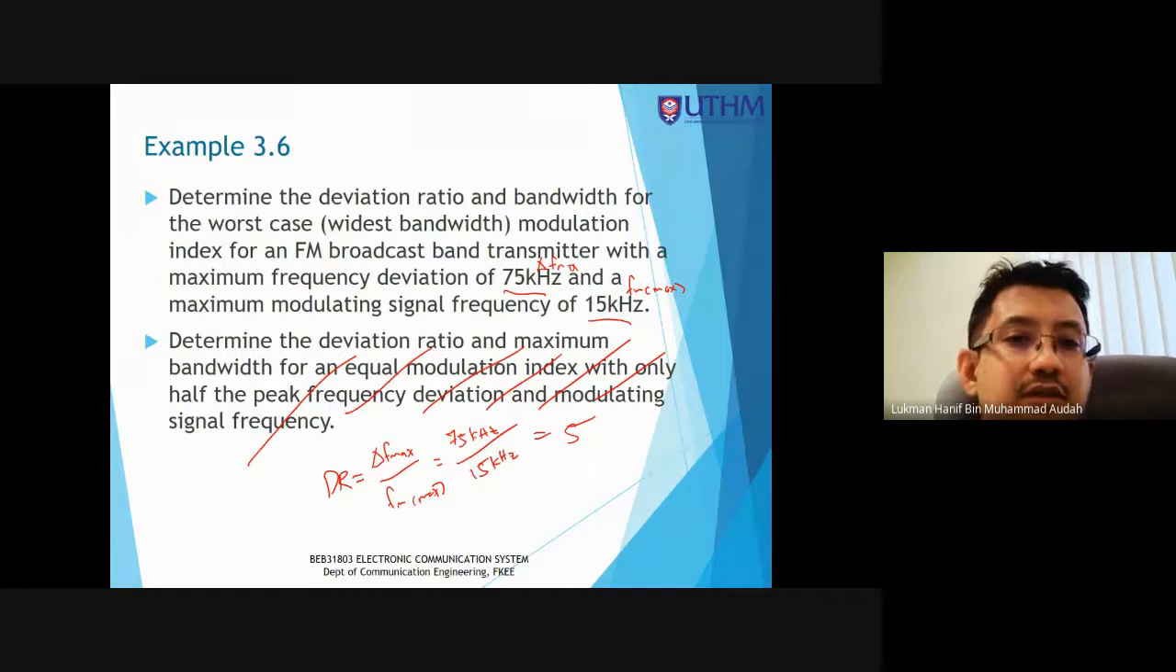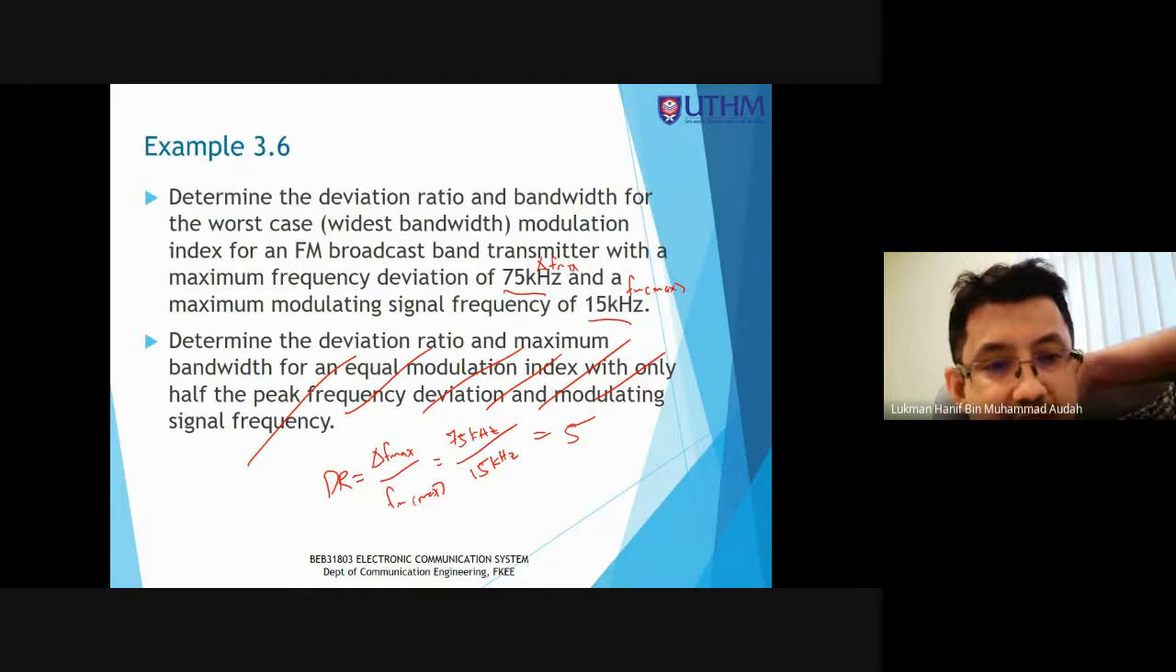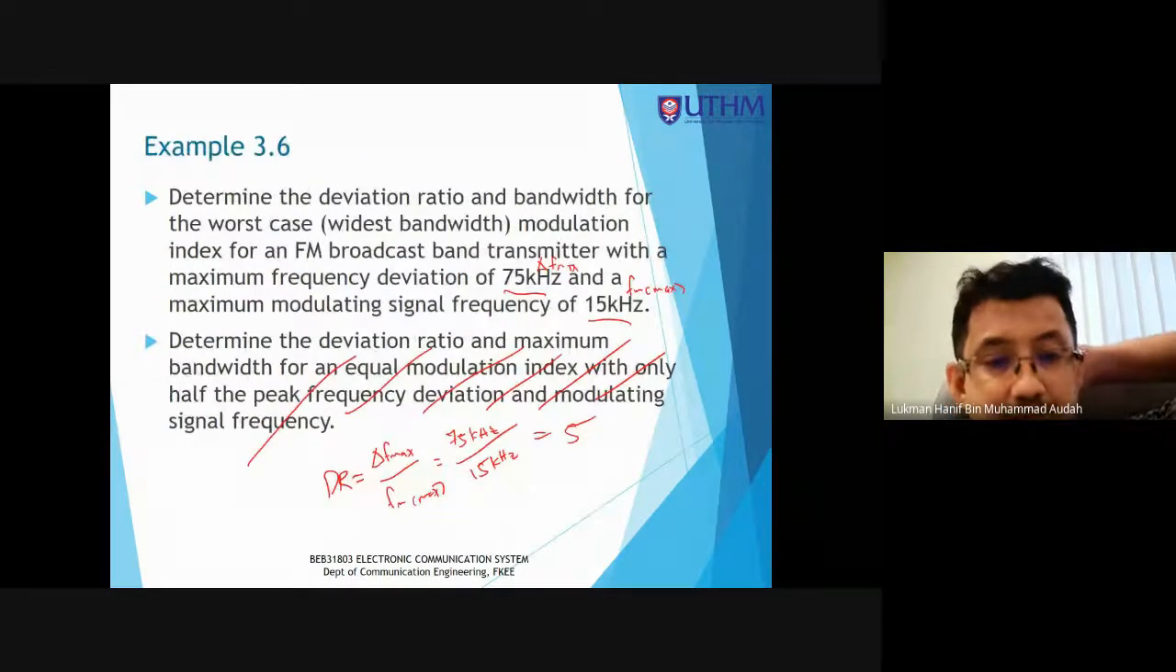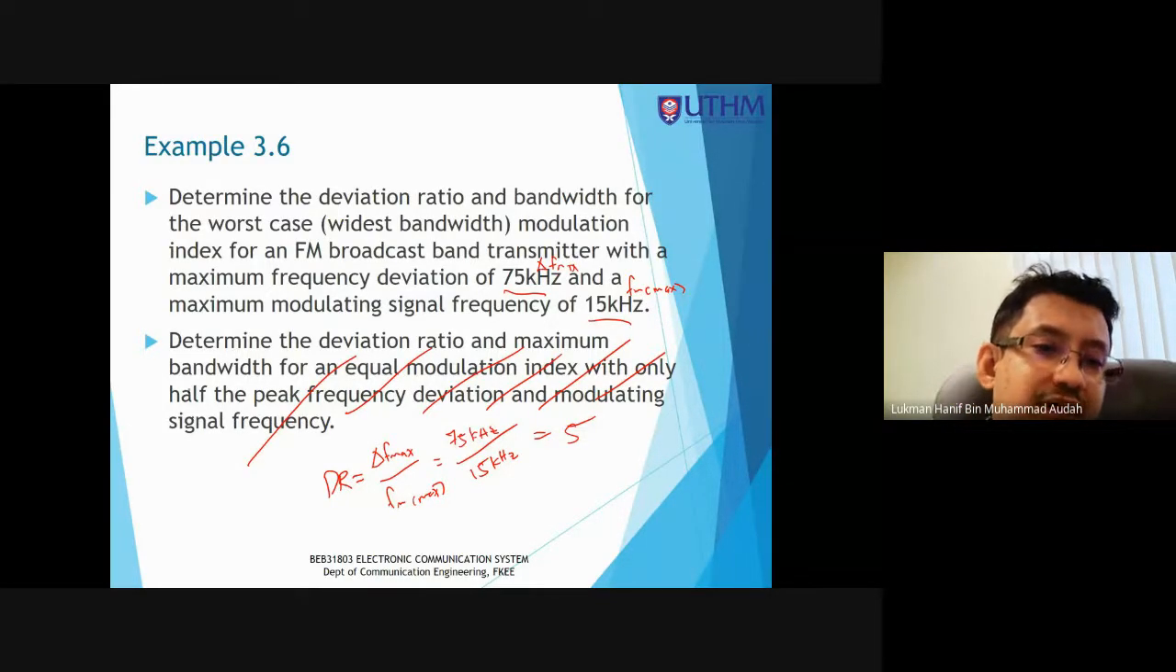Okay. So in this case, the widest bandwidth has a deviation ratio equal to 5. Okay, simple. So abaikan soalan yang bawah ini, buang. Okay.